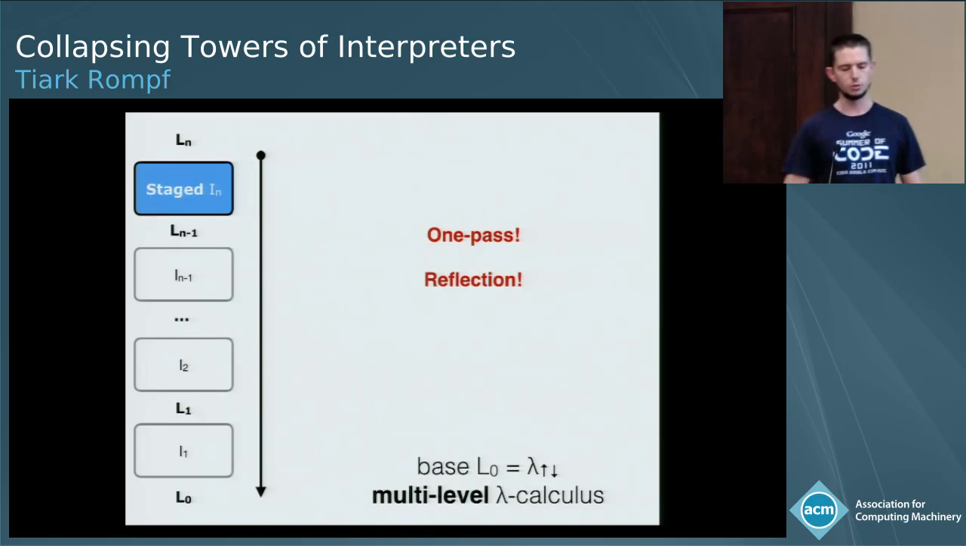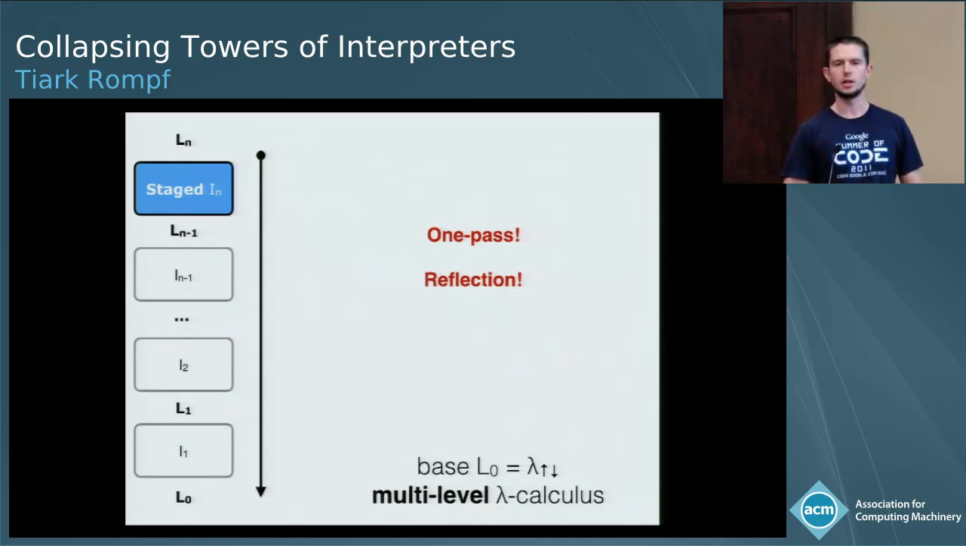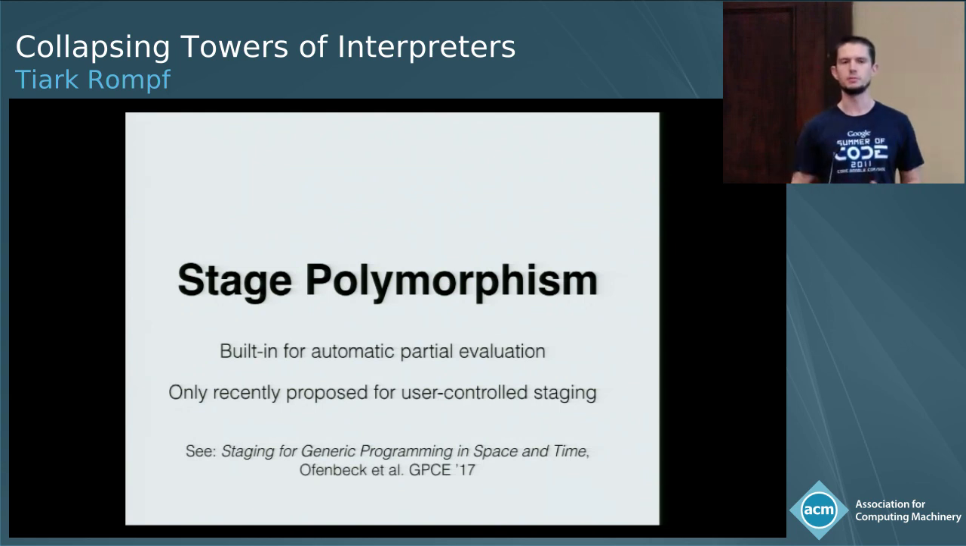And in order to do this, we're using a multi-level lambda calculus as the base language, which we're calling lambda up-down for reasons that will become apparent. Okay, and the key thing here is that if we want to have flexibility in how we design these towers, and we want to write the code for an interpreter only once, then we need a form of staged polymorphism, right? So we need to be able to say, okay, well, I have the interpreter source code, and I want to stage it, or I want to keep it as normal, right? And this is something that kind of falls out automatically with traditional partial evaluation, but appears to be much harder in traditional staging systems, right?